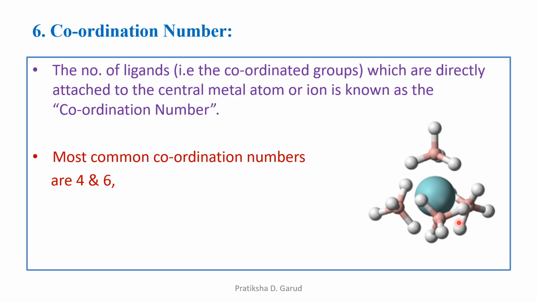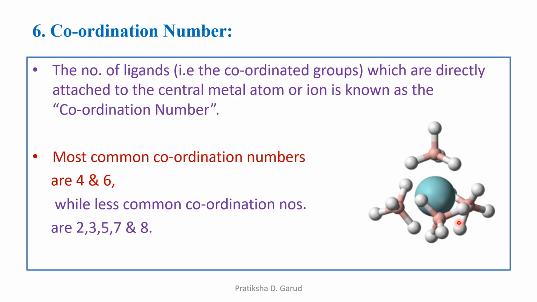When the coordination number is 4, the possible geometries are tetrahedral and square planar, whereas for the coordination number 6, the possible geometry is octahedral. So these are the two most common coordination numbers. Whereas the less common coordination numbers are the remaining ones other than 4 and 6, that is 2, 3, 5, 7 and 8. They are known as the less common coordination numbers.